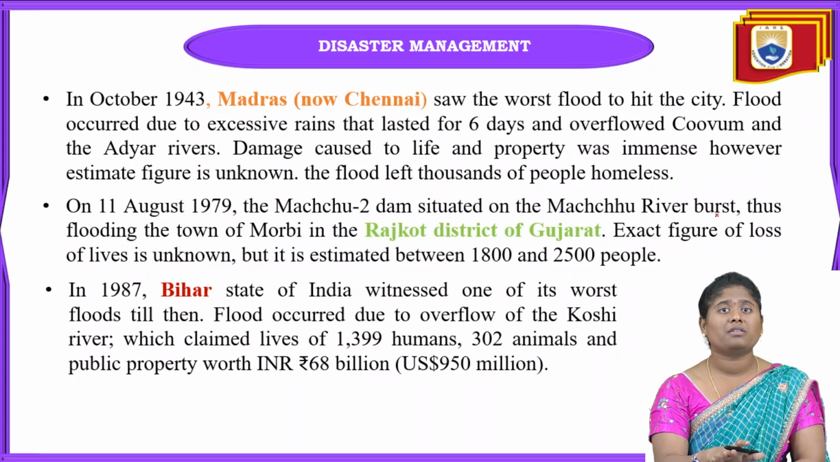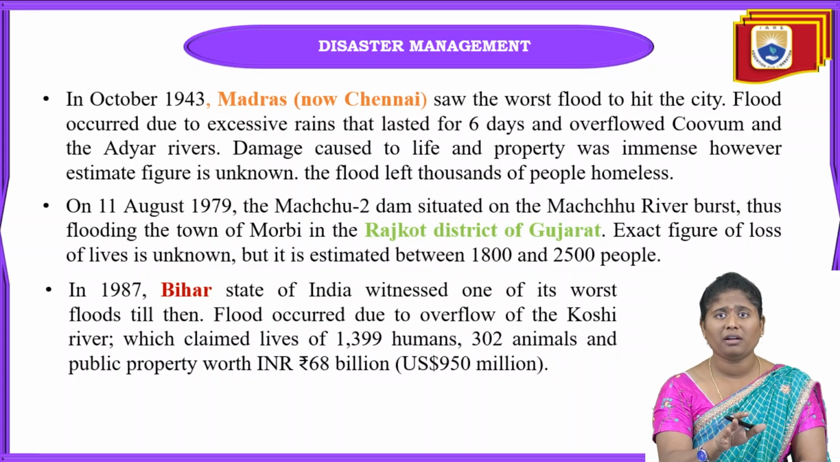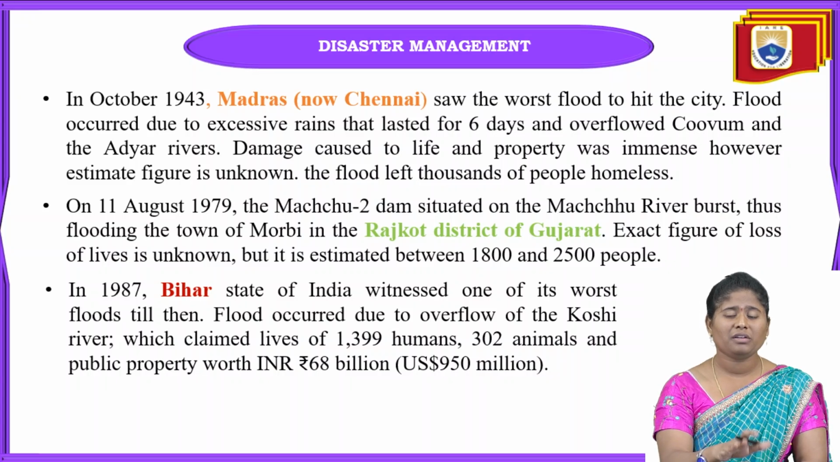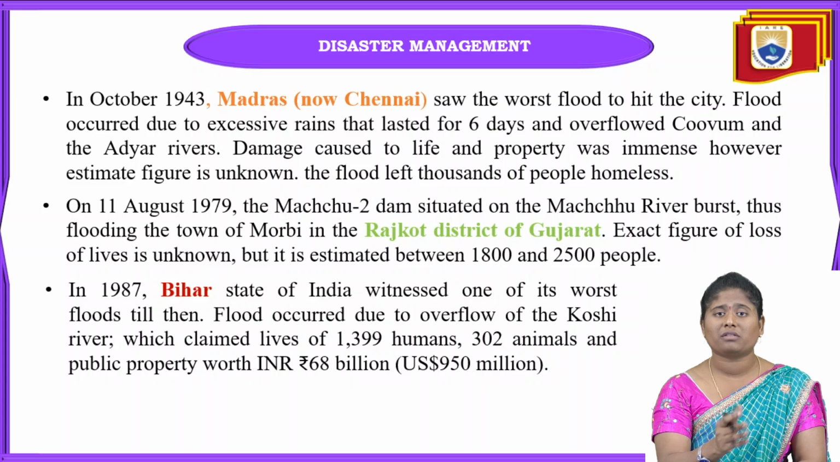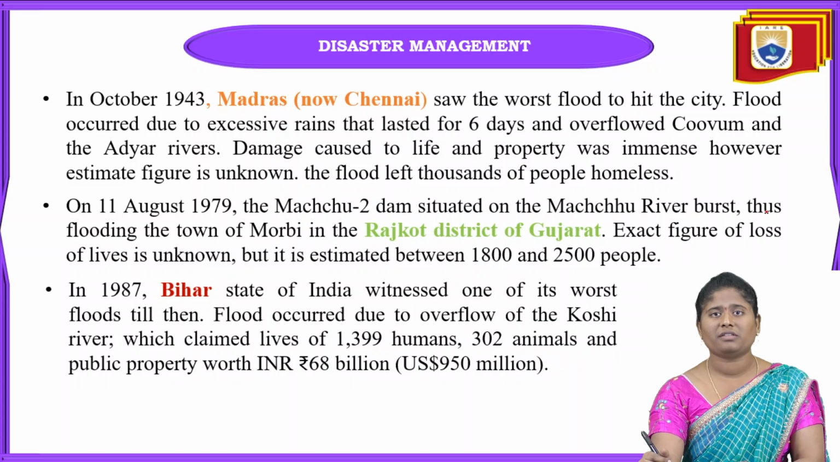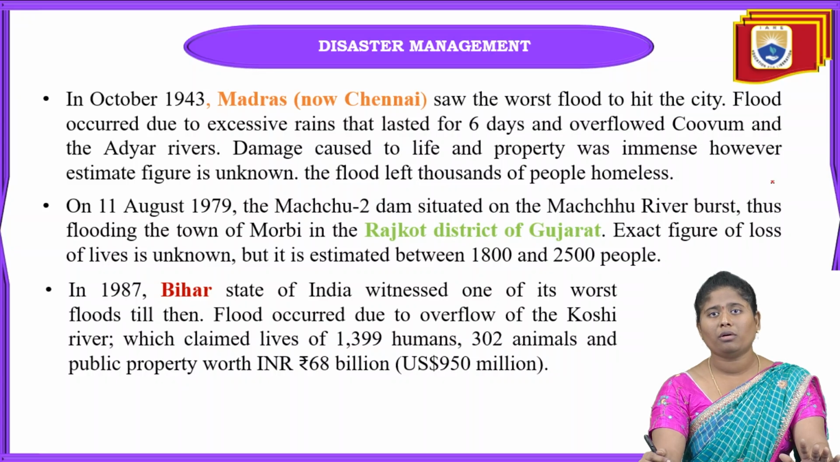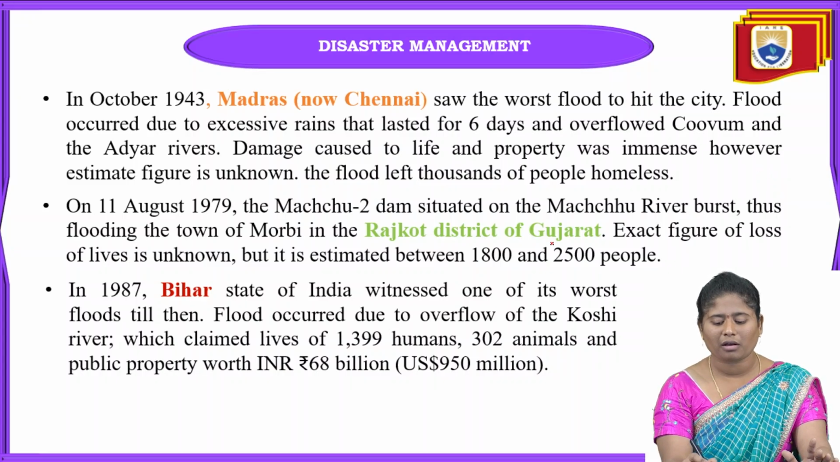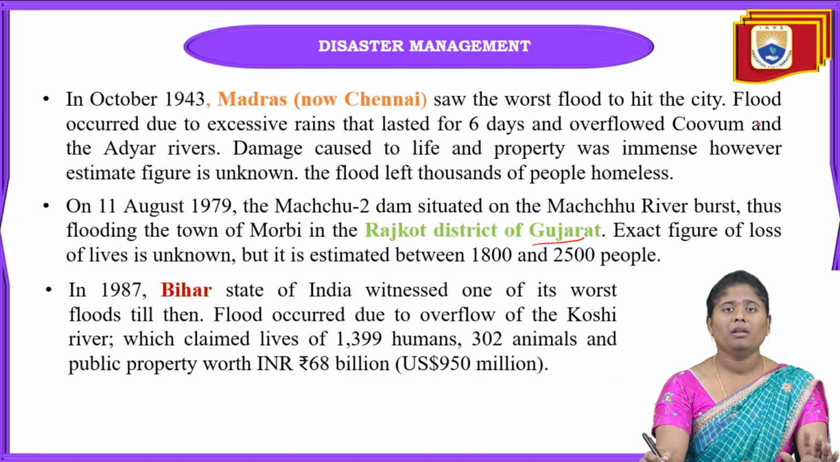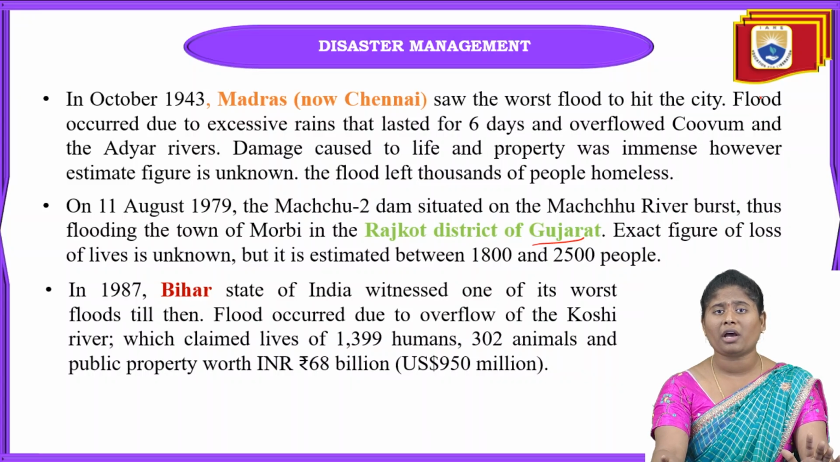Even now we can't know the exact figure of who lost their lives at that time. Thousands of people lost their loved ones and were homeless at that time. And next is 1979, which I already explained to you. The Machchu dam, situated on the Machchu river, failed, and floods happened in the town of Morbi, in Gujarat state. Here also almost 1800 to 2500 people lost their lives because of these floods.